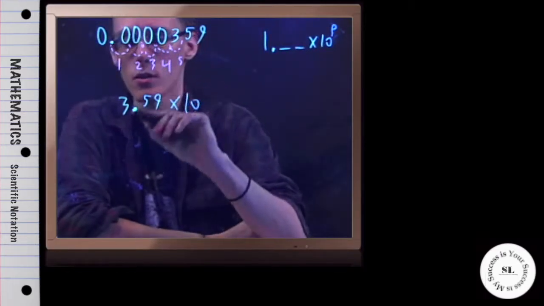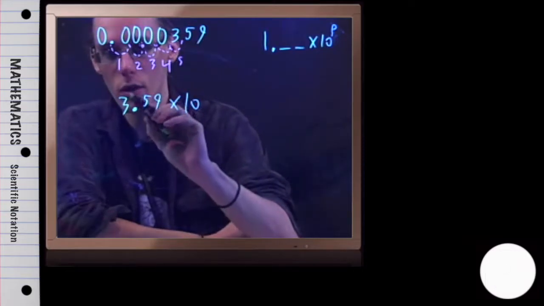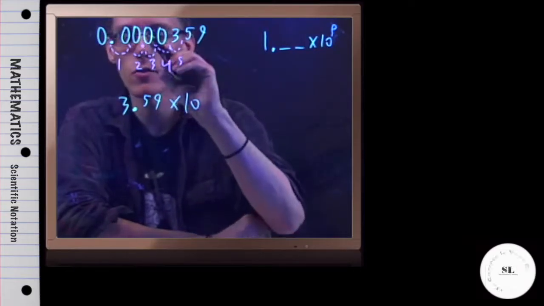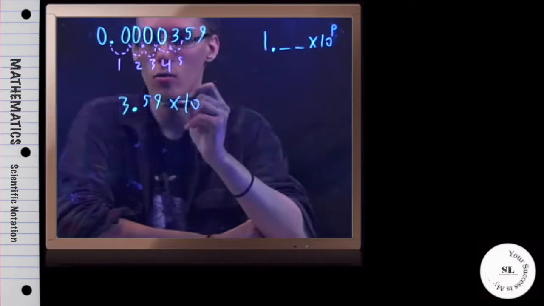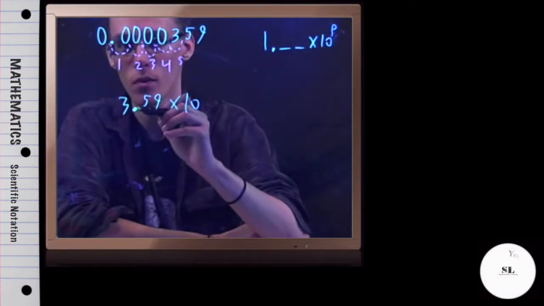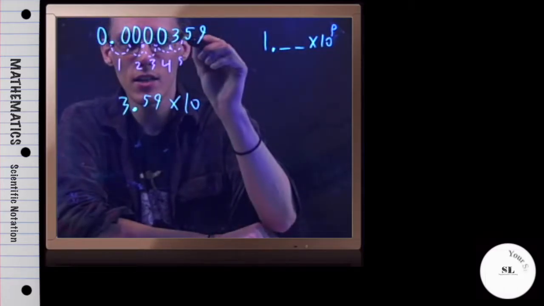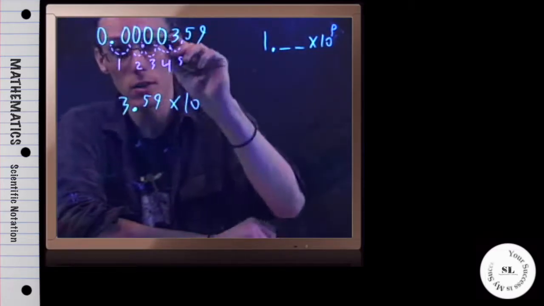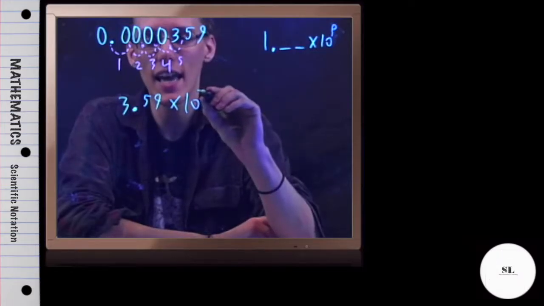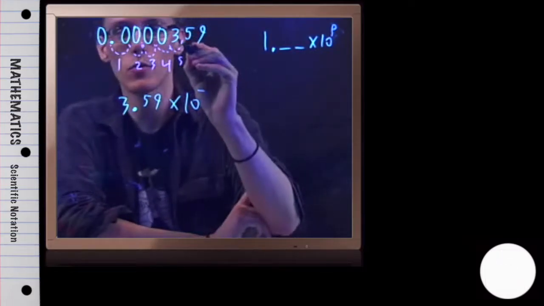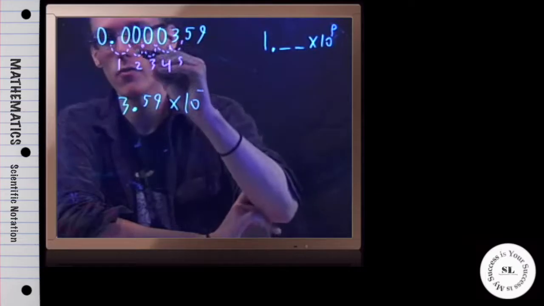So let's look at this. To go back from 3.59 to 0.0000359, which way do I need to move the decimal? Well, I need to move it to the left. So since I need to move this decimal to the left to get back what I started with, that's going to be a negative. And how many times do I move? 1, 2, 3, 4, 5.